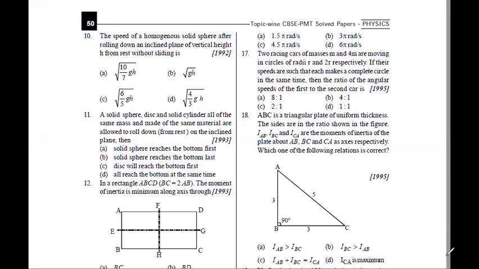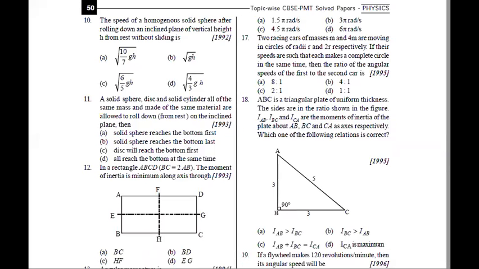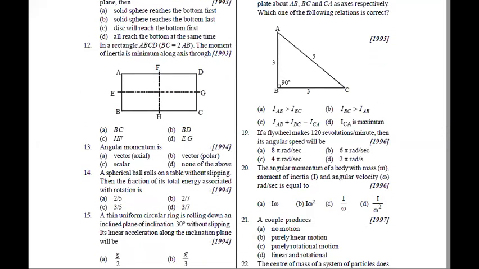Okay, next. 12th one. In a rectangle ABCD, where BC is twice of AB, the moment of inertia is minimum along which axis? Tell me. BC, BD, HF, EG. Yeah, disk and cylinder will come at the same time because again they have the same value of K.